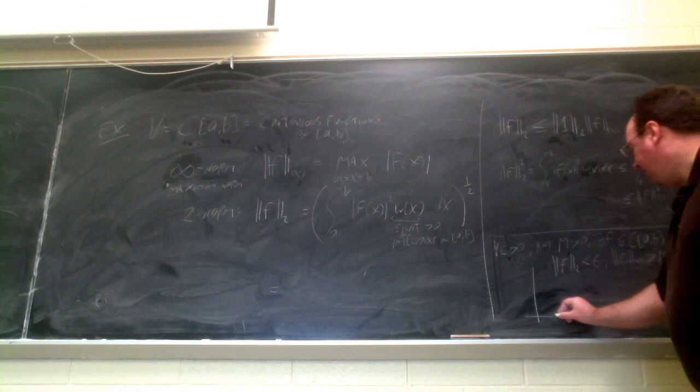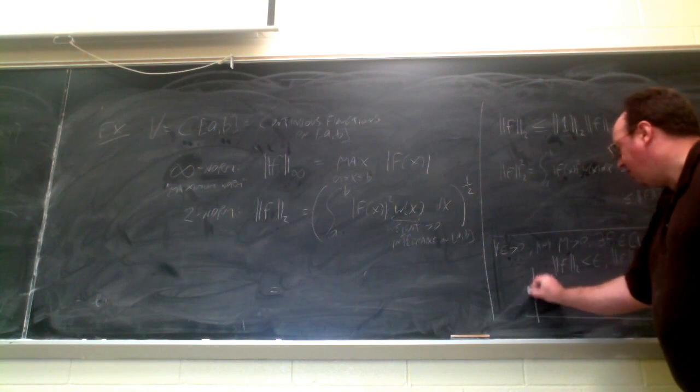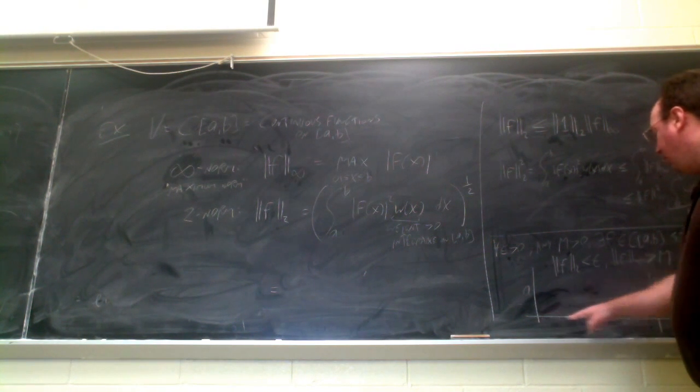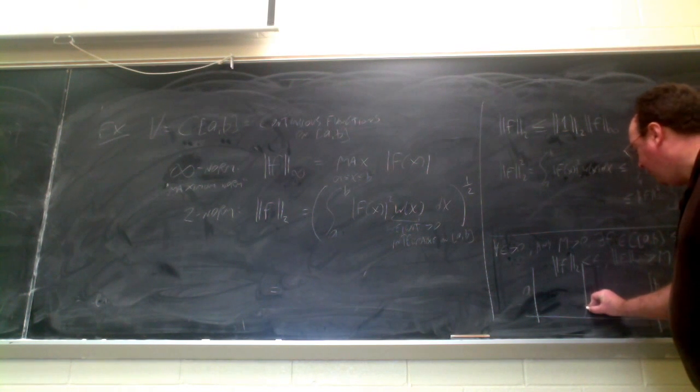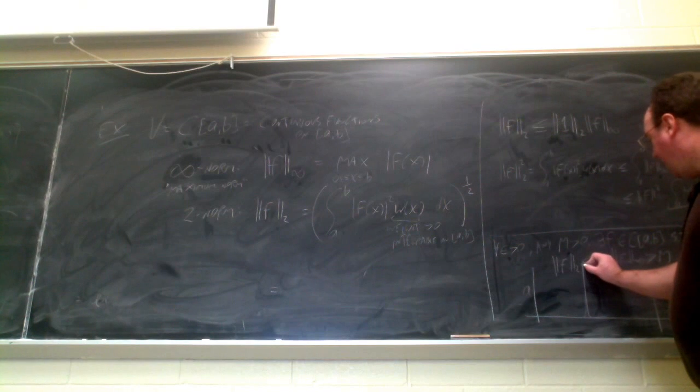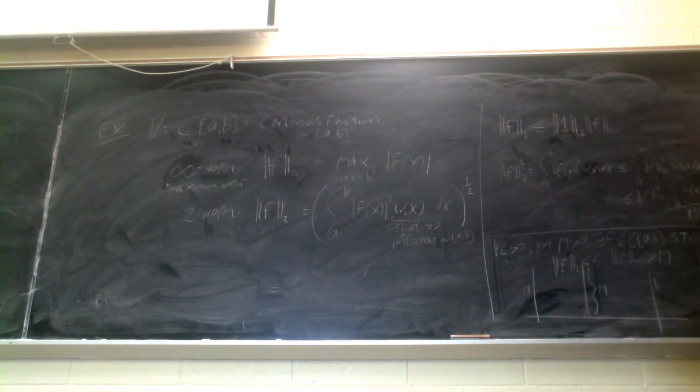It would be a function that somewhere between a and b is actually 0 most of the time and has a really tall, really thin spike. And the height of this spike is capital M. Because if you take the infinity norm of that, you look at the largest value. So you could make that spike as high as you want.